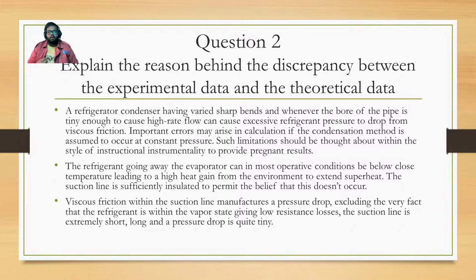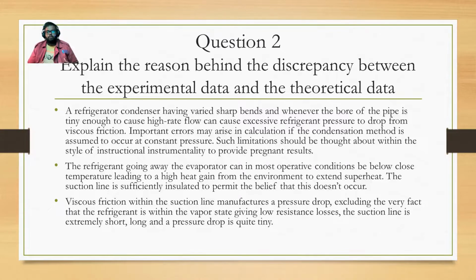Next question, explain the reason behind the discrepancies between the experimental data and theoretical data. A refrigerator condenser has varied shape bends, sharp bends, and wherever the bore of the pipe is tiny enough to cause high rate flows, it can cause excessive refrigerant pressure drop from viscous friction. Important error may arise in calculation if the condensation is assumed to occur at constant pressure. Such limitations should be thought about in the design of instructional instrumentation to provide accurate results.